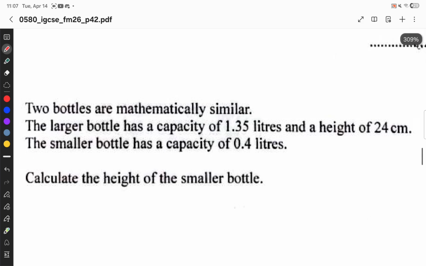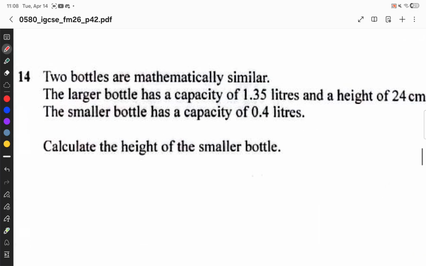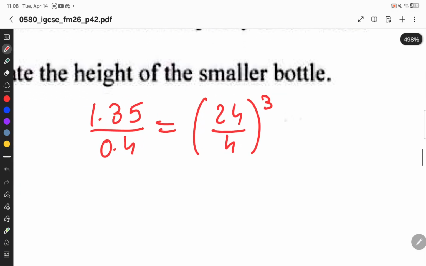Two bottles are mathematically similar. The larger bottle has a capacity of 1.35 liters and a height of 24 centimeters. The smaller bottle has a capacity of 0.4 liters. Calculate the height of the smaller bottle. Now liters is the same as volume. So this is 1.35 over 0.4 liters is equal to the height of 24 over h centimeters. Okay, so it is like so.